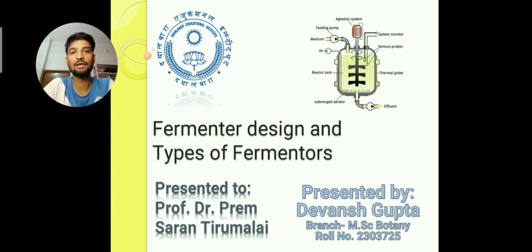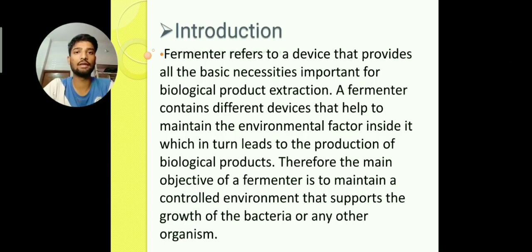Before we go ahead with the topic, let us have a brief introduction about fermenters. A fermenter refers to a device that provides all the basic necessities important for biological product extraction. A fermenter contains different devices that help to maintain the environmental factors inside it, which in turn leads to the production of biological products. Therefore, the main objective of a fermenter is to maintain a controlled environment that supports the growth of bacteria or any other organism. In simple words, a fermenter provides aseptic conditions for an organism to grow in it.